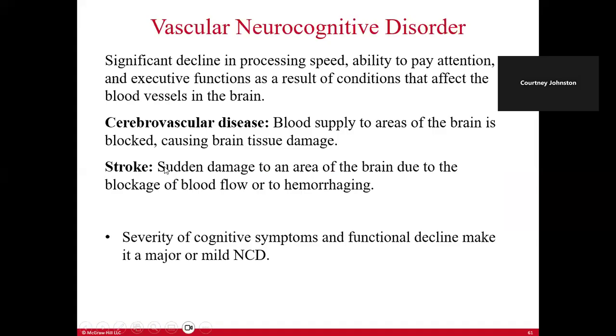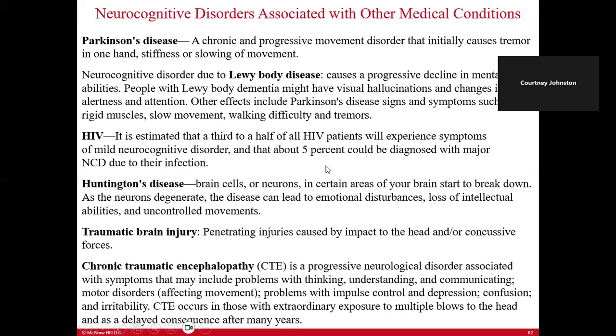Okay, so you'll continue. Also, with vascular neurocognitive disorder, this is just an overview here. This is when you're going to see a significant decline in processing speed, inability to pay attention, and impaired executive functioning. That's going to affect the blood vessels in the brain. And so this is where cerebral vascular disease comes into play, and that blood supply to areas of the brain is basically blocked. And that's where the damage to brain tissue comes into play. And it can also result in stroke, which is the sudden damage to an area of the brain due to blockage of blood flow or to hemorrhaging. And the severity of the cognitive symptoms and functional decline make it a mild or major neurocognitive disorder because of all of this damage causing the cognitive symptoms that you will see.